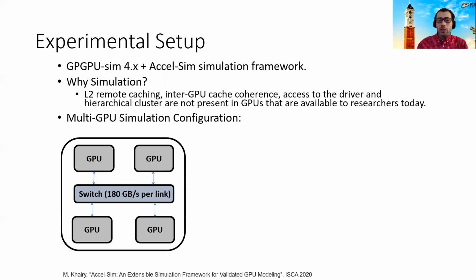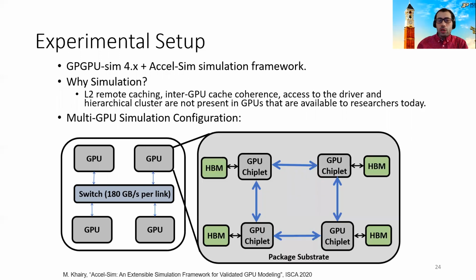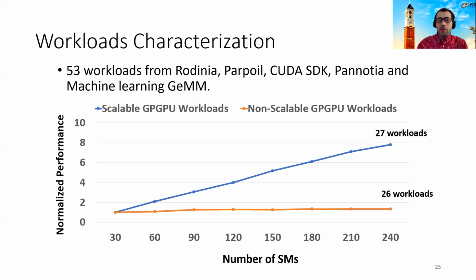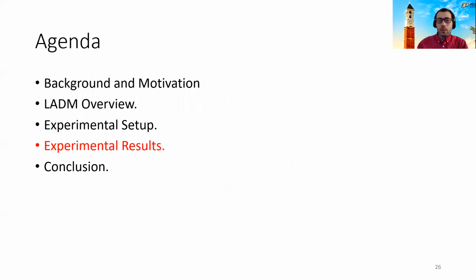Our multi-GPU simulation system is configured to contain 4 GPUs connected by a switch. Each GPU is composed of 4 chiplets, and each chiplet has 16 SMs and one high bandwidth memory stack, and the chiplets are connected via a ring topology. We run LADM on a selection of 53 workloads from different benchmark suites. Like prior work, we build the 53 workloads from all the benchmark suites and select only 27 scalable workloads that have enough parallelism to scale up on our simulated multi-GPU system. Then we discuss our experiment results.